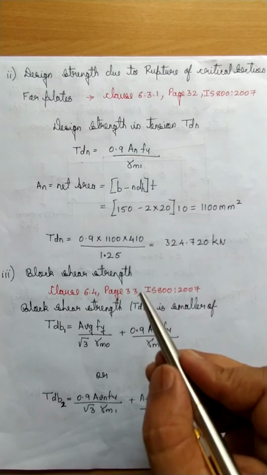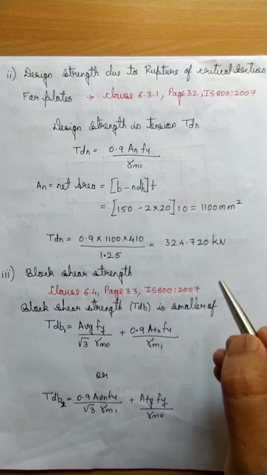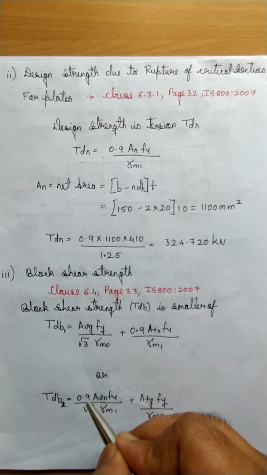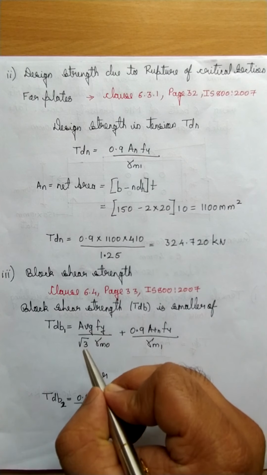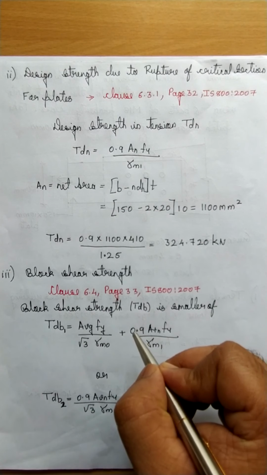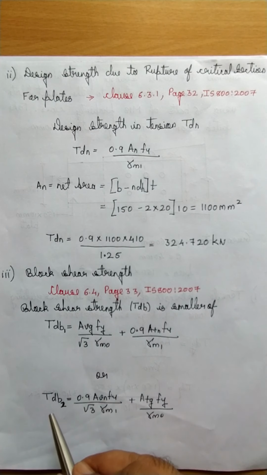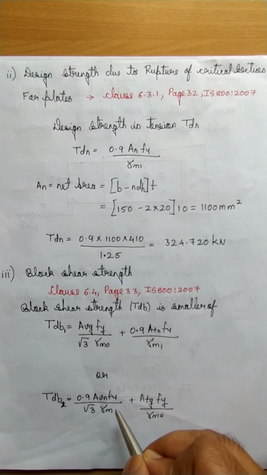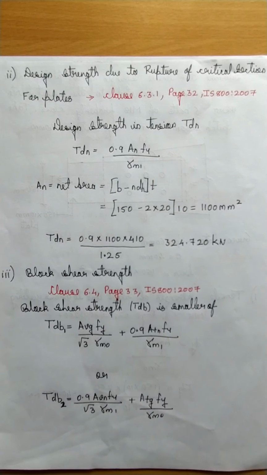So block shear strength from clause number 6.4, page number 33 of IS 800 2007. So this is the formula. Tdb1, I have made it 1 and 2 because there are 2 formulas. So Tdb1 is Avg Fy divided by root 3 gamma m naught plus 0.9 Atn Fu divided by gamma m1, and the other is Tdb2, 0.9 Avn Fu divided by root 3 gamma m1 plus Atg Fy divided by gamma m naught.